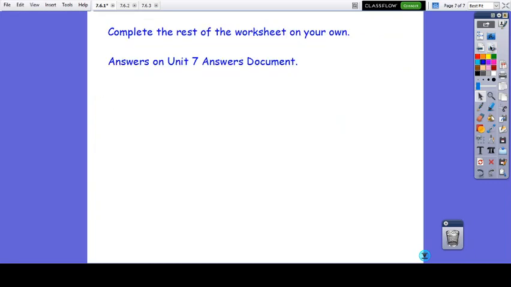So I've given you a little bit of information here. Complete the next 3 pages or 2 pages of that worksheet, so part 2, all the way down through question 7F. And all of the answers are on the Unit 7 answers document.